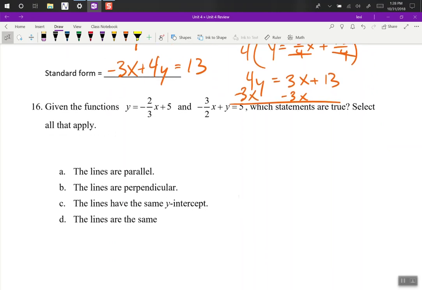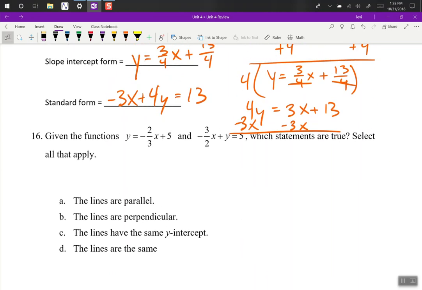16, given the function y equals negative 2/3 x plus 5 and negative 2/3 x plus y equals 5, which statements are true? So let's move this so it looks the same. Let's add 2/3 x to both sides, so we get y equals positive 2/3 x plus 5, right?